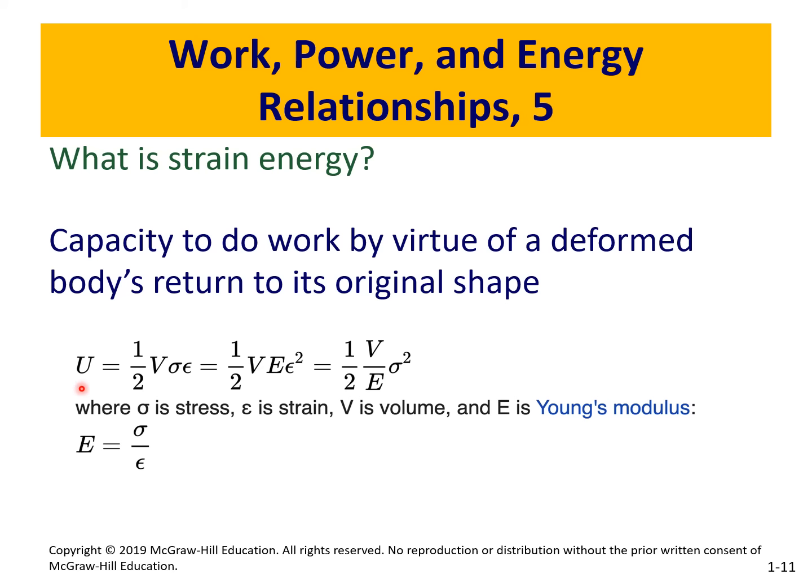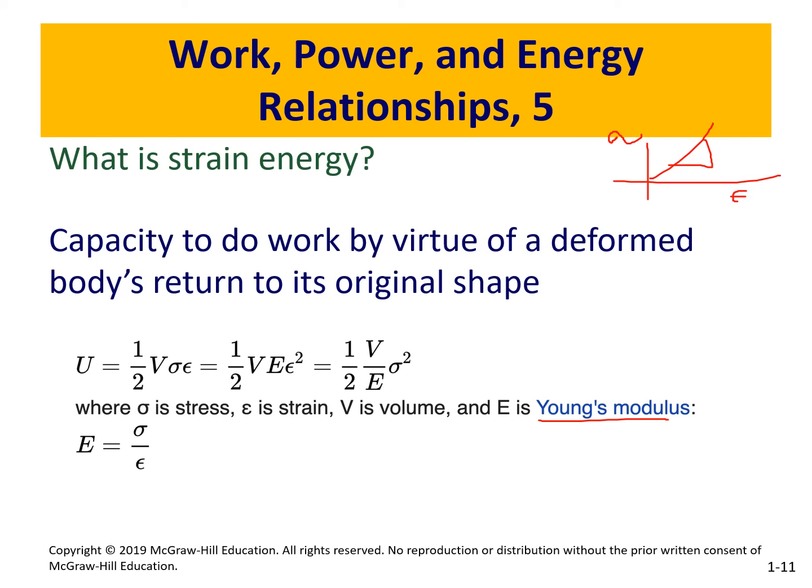We have formulas. U is the strain energy, and it is half the volume, V, multiplied by sigma, which is the stress, and epsilon, which is the strain. If you multiply all of them together, you get something called the strain energy, or half V E epsilon squared. Now E is the elastic modulus. Remember, the elastic modulus is the slope of the stress-strain curve. So that is your stress, this is your strain, and the slope of it is the Young's modulus or the elastic modulus. That's what we call it.